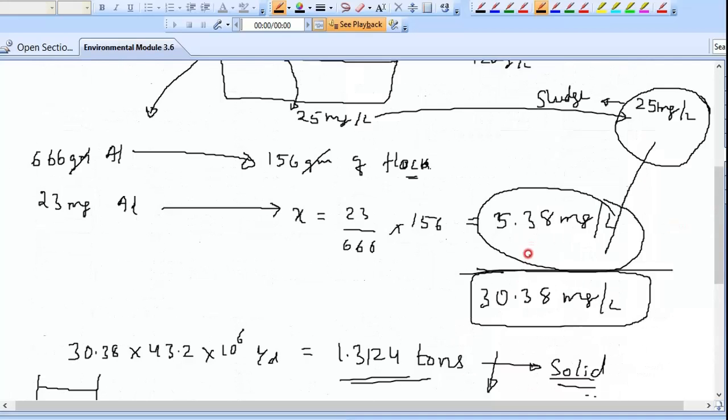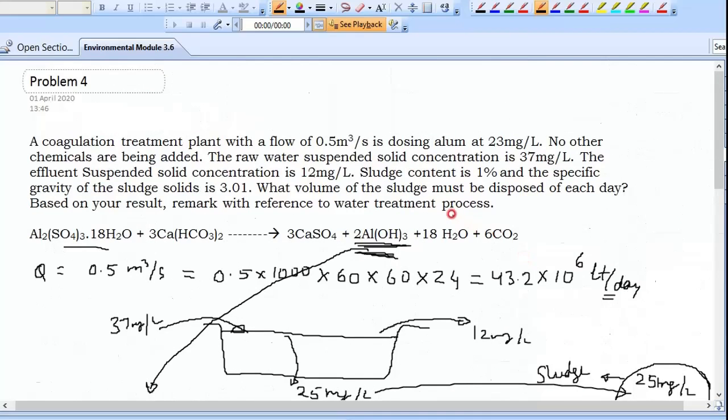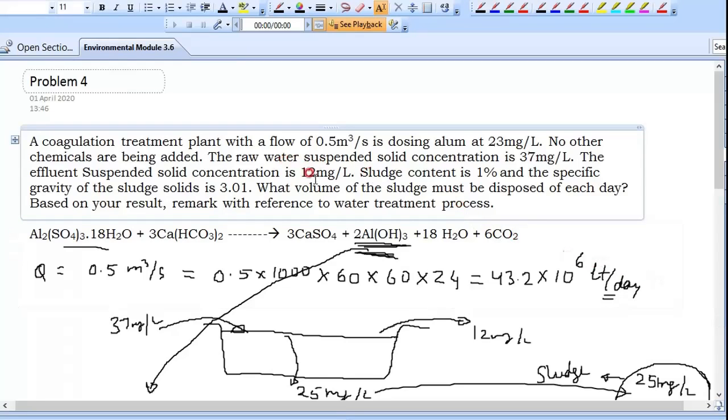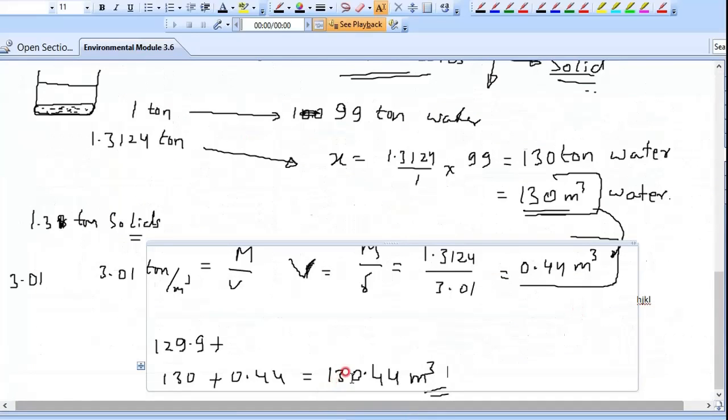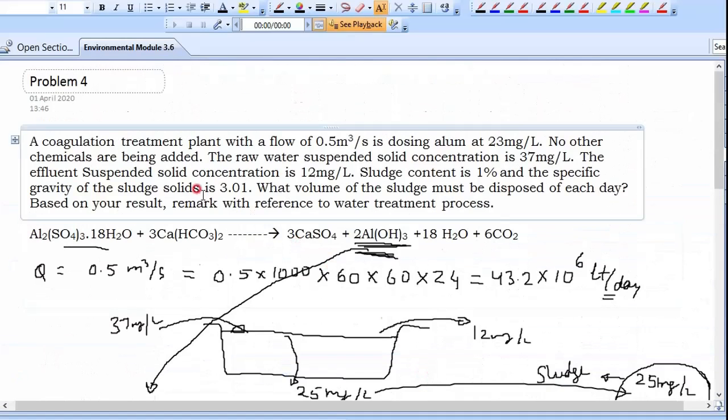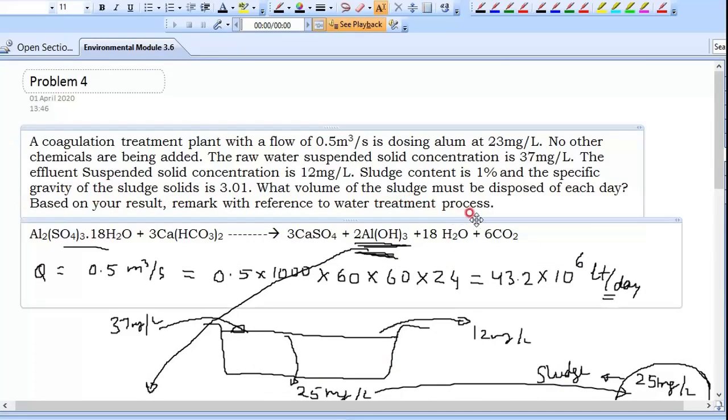Okay, read the question. What volume of sludge must be disposed of each day? That is 130.44 meter cube of sludge that must be disposed each day. Then, based on your result, remark with reference to the treatment process.